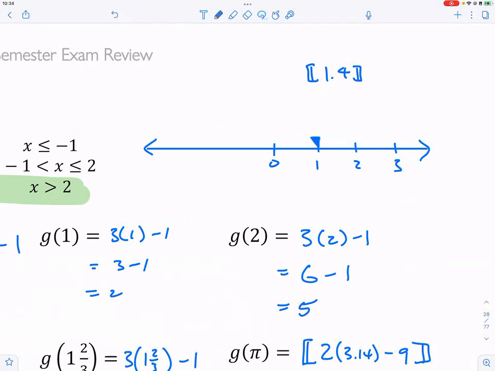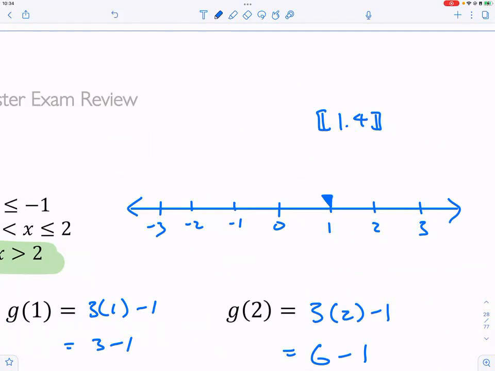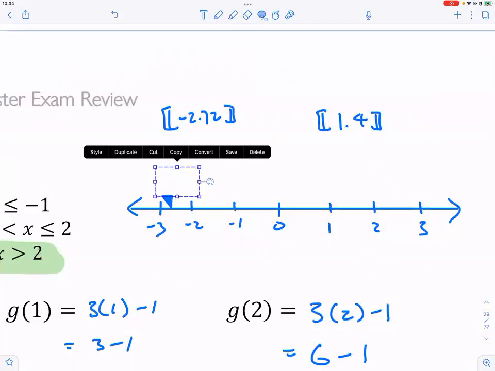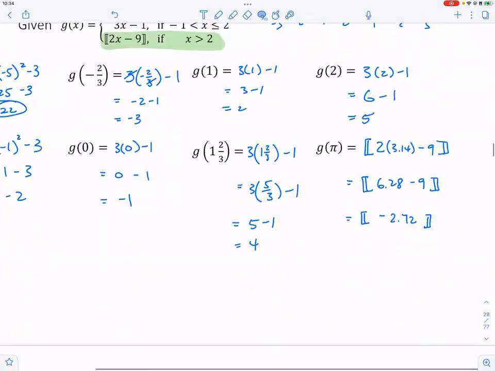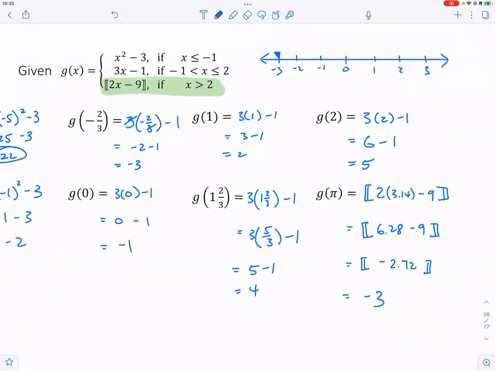Now, for this particular question, you can think about, well, what if it is negative 2.72? What is negative 2.72 inside the step function? Well, you can visualize it. It's somewhere right here, in between negative 2 and negative 3. And then it will go back to the previous integer, negative 3. So the answer is negative 3. So step function of negative 2.72 is going to be negative 3.